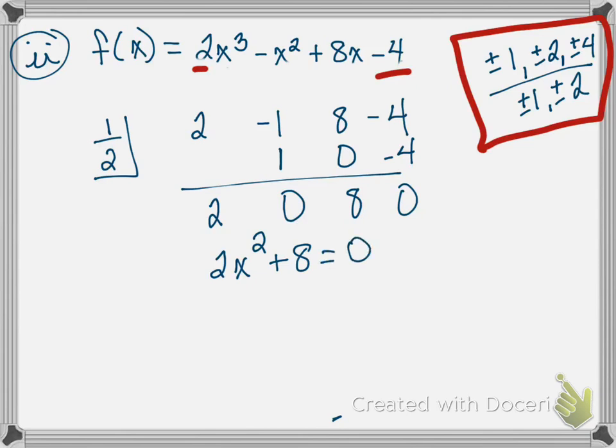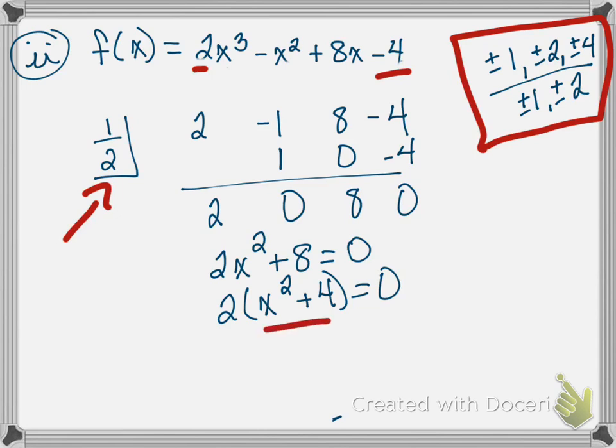If I set that equal to 0, I can factor out a 2, and I'm still left with x squared plus 4 equals 0. Now don't forget, we've already determined that this 1/2 is a solution. The solutions here are not real. So if we look at the question, it says find all rational zeros. So 1/2 is the only rational zero, because x squared plus 4 is going to give me zeros that are not real, and they definitely aren't rational.